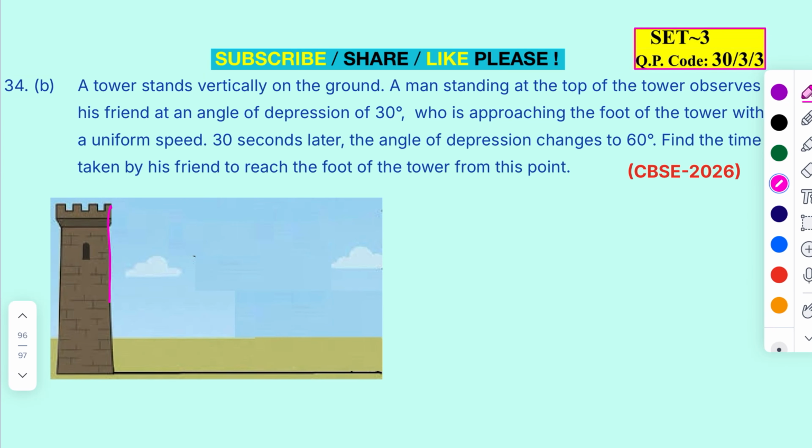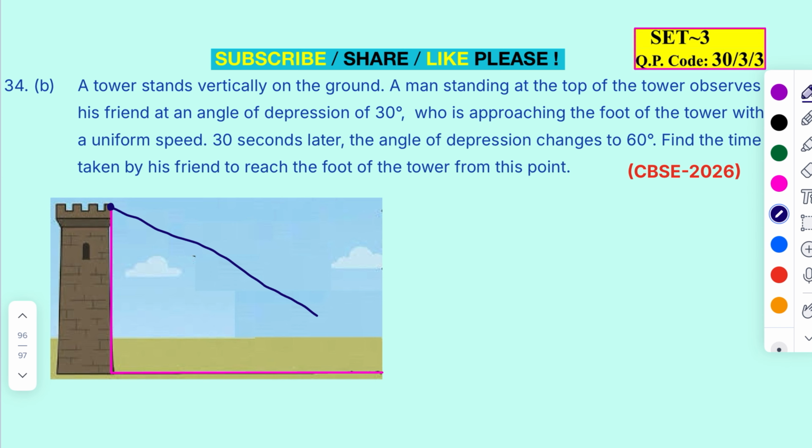Here this is the tower, which stands vertically on the ground. This is the ground, and a man is standing at the top of the tower. This is the top of the tower where the man is standing.